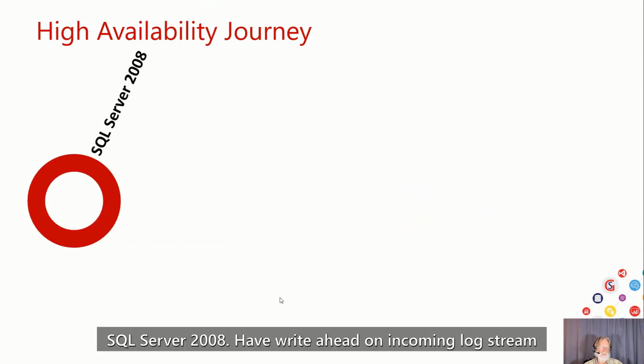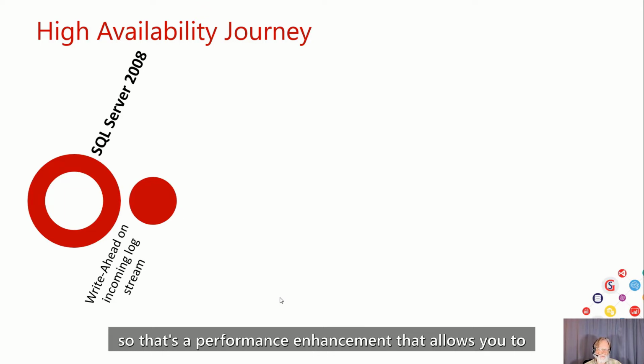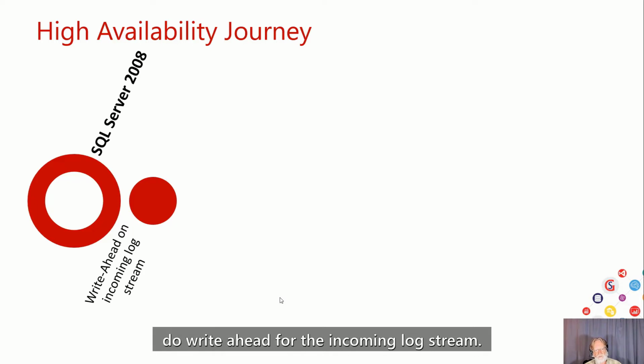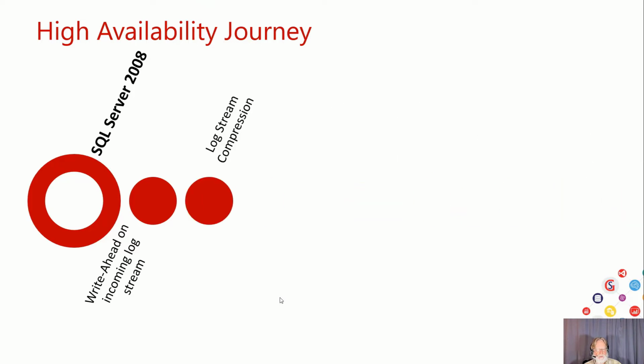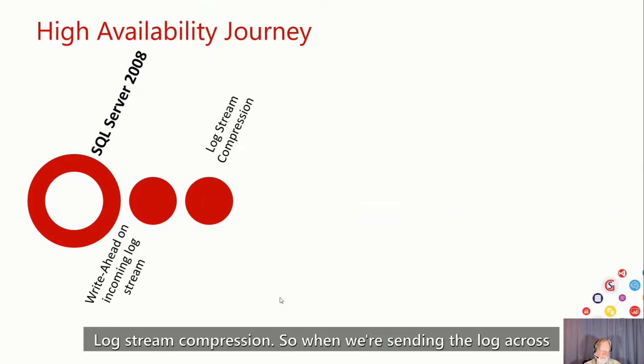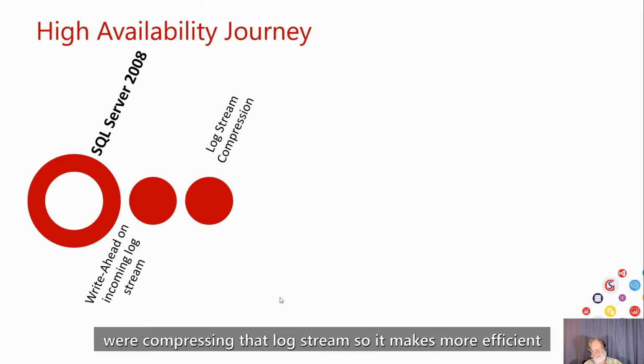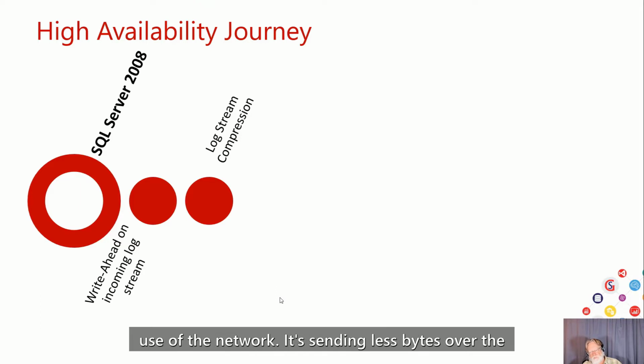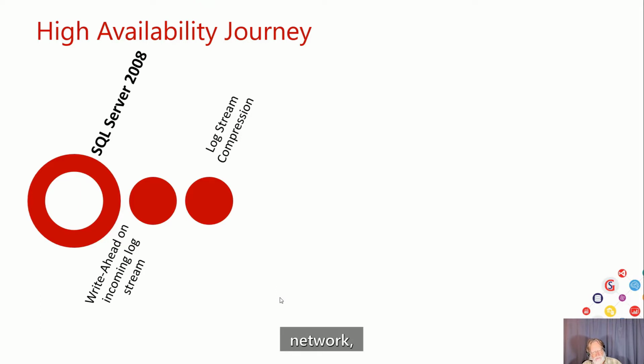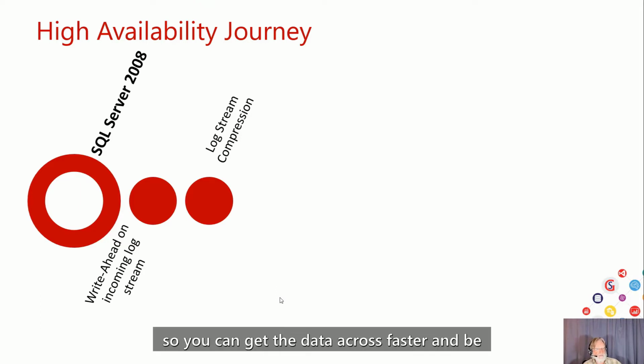SQL Server 2008. Write ahead on the incoming log stream. That's a performance enhancement that allows you to do write ahead for the incoming log stream. Log stream compression. When we're sending the log across from the primary to the secondary on a database mirroring connection, we're compressing that log stream so it makes more efficient use of the network. It's sending fewer bytes over the network so you can get the data across faster and be more up to date on your secondary.